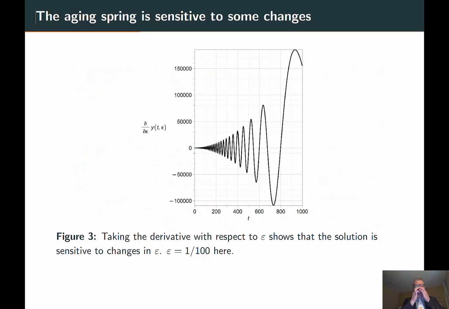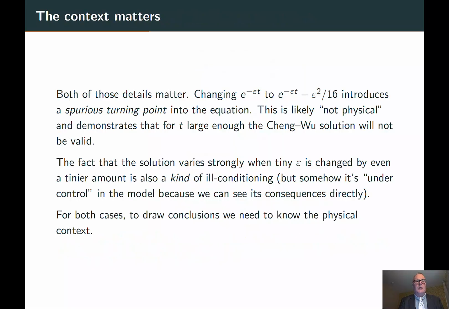You can also look at that formula and say, what happens if you change epsilon and you take the derivative with respect to epsilon? You plot the derivative, and you see that the solution is actually sensitive to changes in epsilon. So somehow this is a delicate solution, but this is okay because we can see what the delicacy is in the answer.